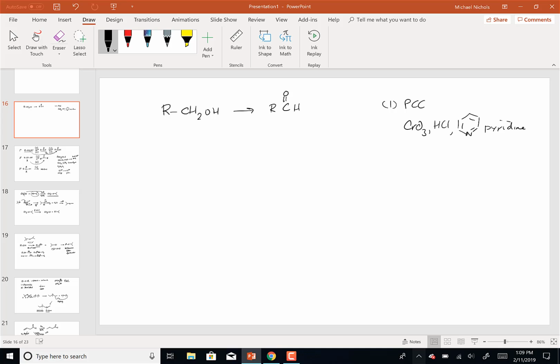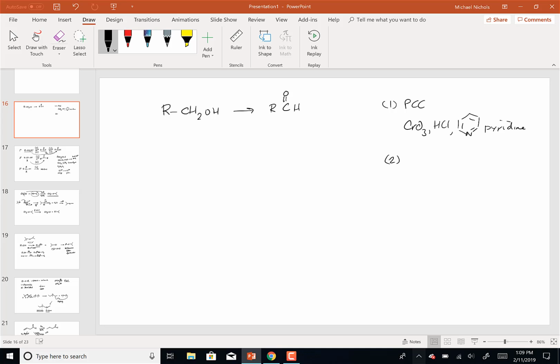Again, the problem here is chromium-6, toxic, and pyridine, a reproductive hazard. So this is not the greatest of reagents, but it was the one that was developed first. So what they kind of did was tone down the chromium trioxide by using pyridine.